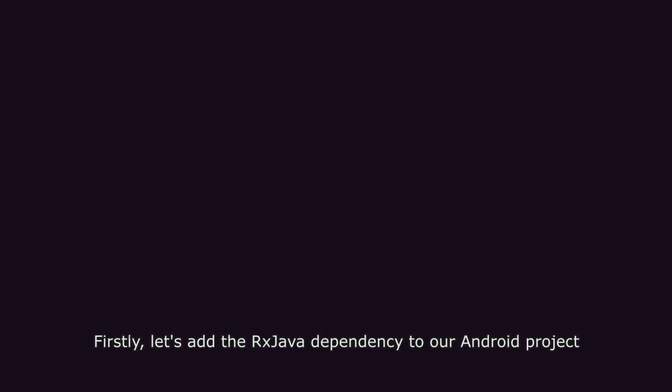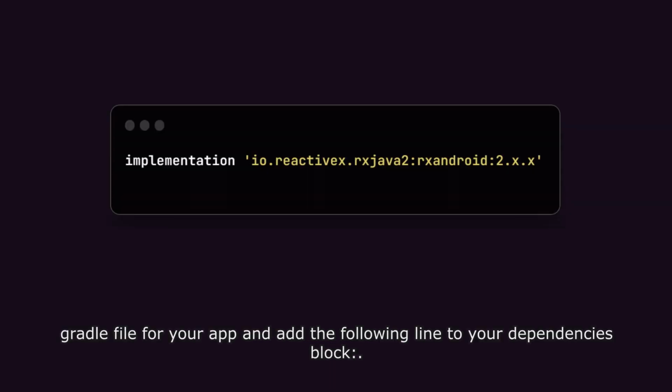Okay, let's dive into the code now. Firstly, let's add the RxJava dependency to our Android project. Open the build.gradle file for your app and add the following line to your dependencies block.